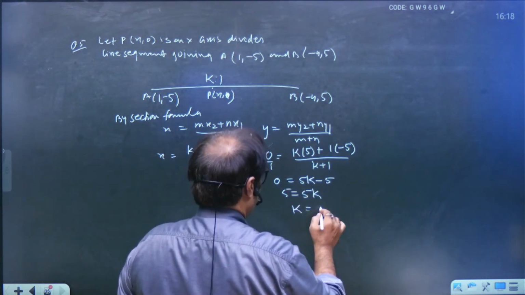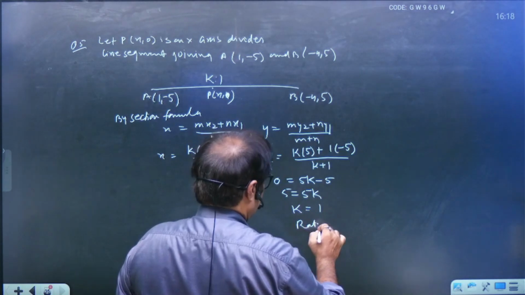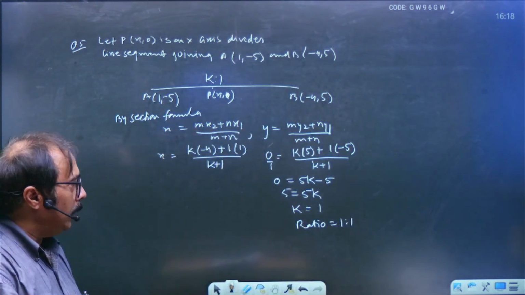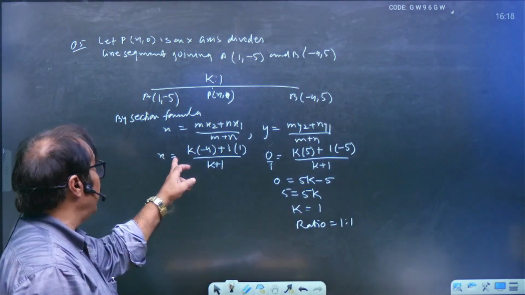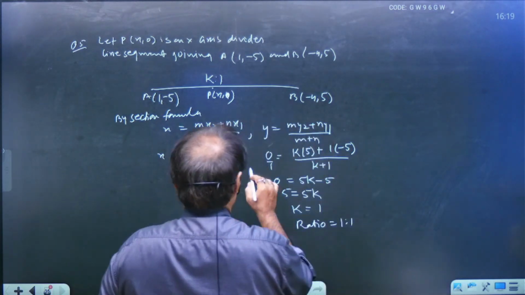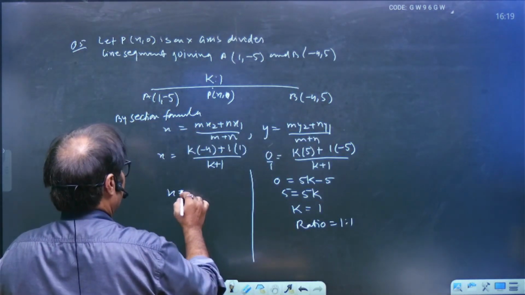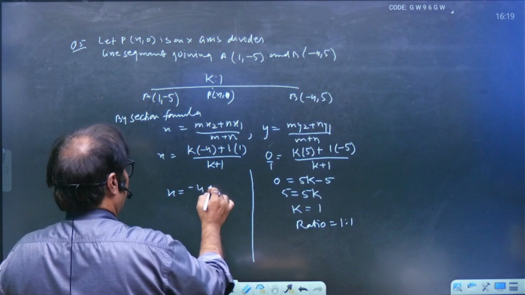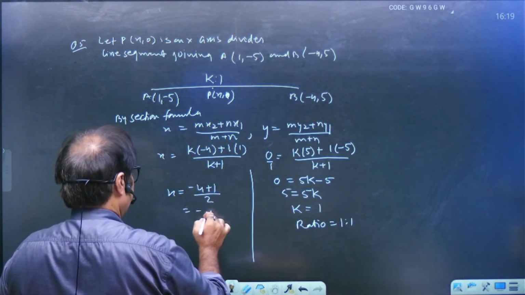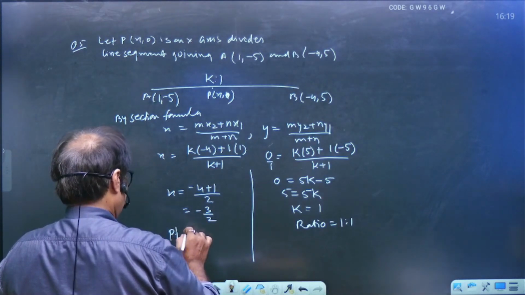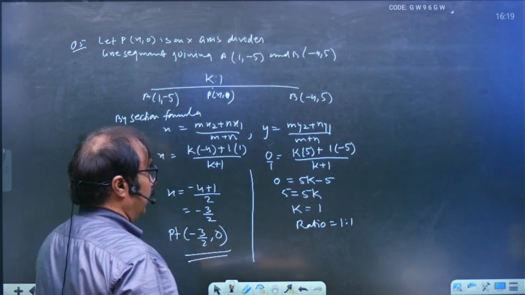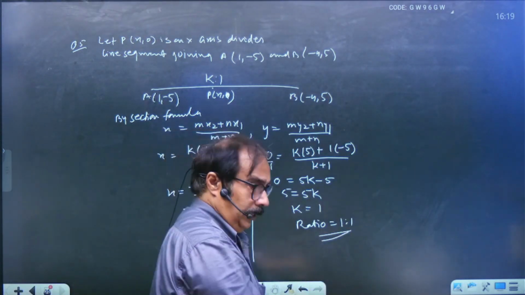So what will be the value of k? That is 1. So the required ratio is 1 is to 1. And now we have to find the point also. So put the value of k in this relation to get the point. So x is equal to, the value of k is 1, so minus 4 plus 1, and 1 plus 1 is 2, so this is minus 3 by 2. So the point we got is minus 3 by 2 and 0. So this is the point and this is the ratio. Okay, clear?